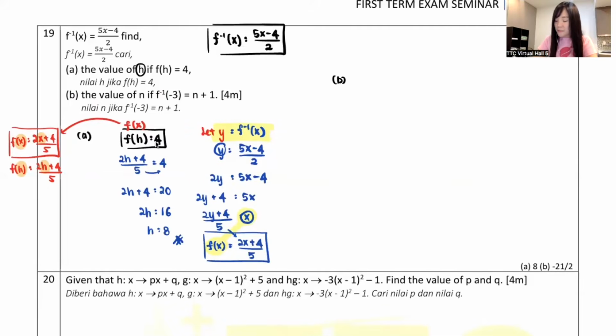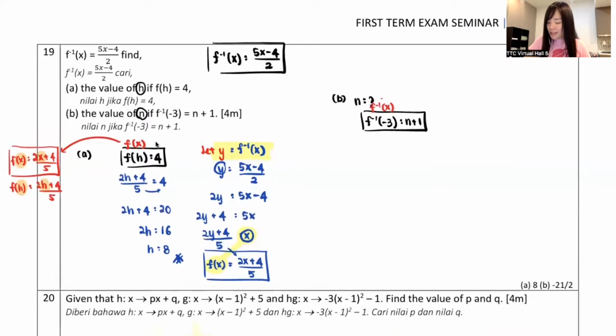So guys, next one, B. They say, find the value of n. If f inverse of negative 3 equals n plus 1. I think all of you are able to do this also because it's totally the same, my dear. I repeat again, you cannot open the bracket. Is that, in full name, called what? F inverse x. Do you have the f inverse x equation?